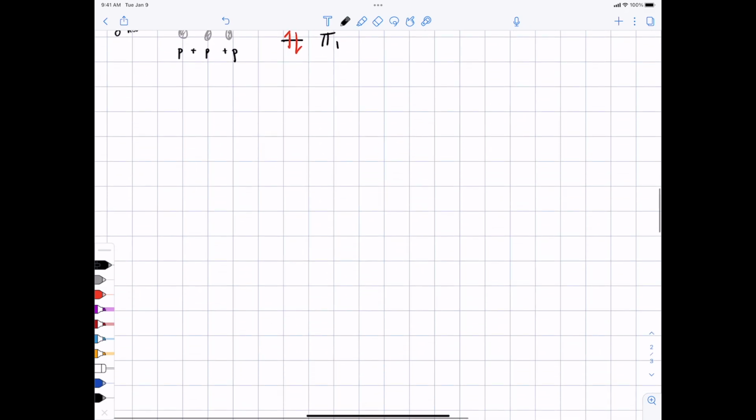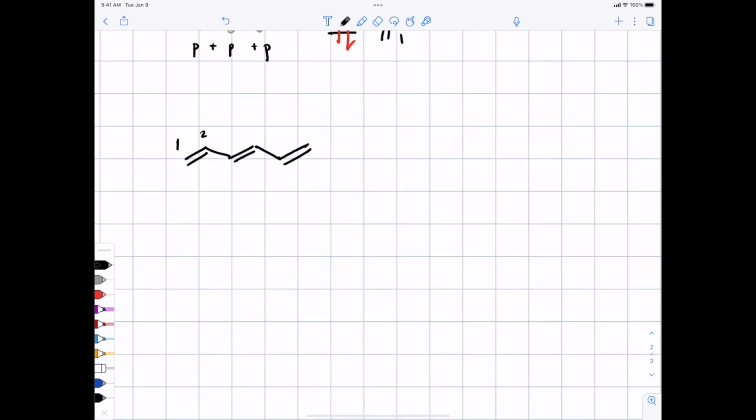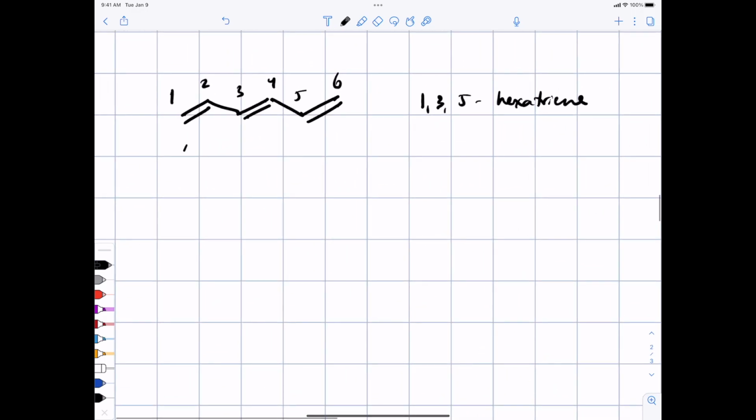So now I want to do the same thing for a slightly larger conjugated system. This is a molecule with 6 atoms. This is 1,3,5-hexatriene. Okay. And what happens when you combine 6 p orbitals together? You're going to get 6 pi molecular orbitals out.